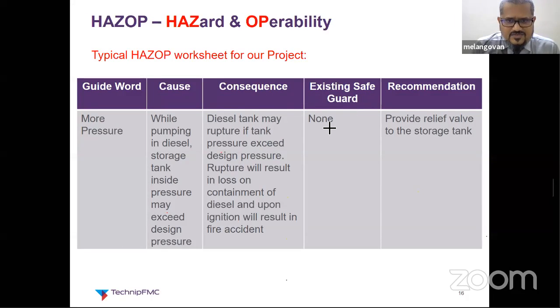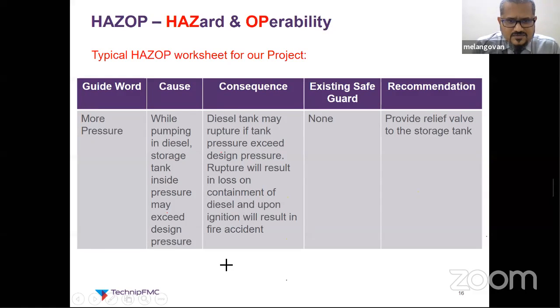It is not none, actually. I can see that we have an overflow line that may relieve the pressure, but we don't know whether it is sized for this case. As a recommendation, I am saying to provide a relief valve to the storage tank. So likewise, we need to go through all the guide words and brainstorm what the cause is, what the consequence is, and what safeguards we have. If we don't have adequate safeguards, we can recommend additional safeguards. So this is how HAZOP will proceed.